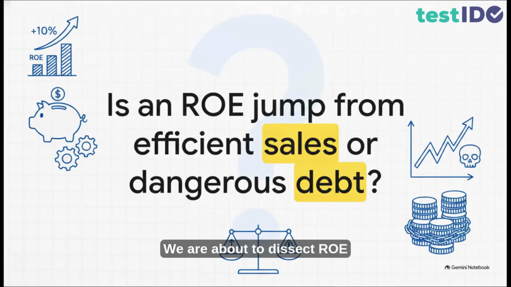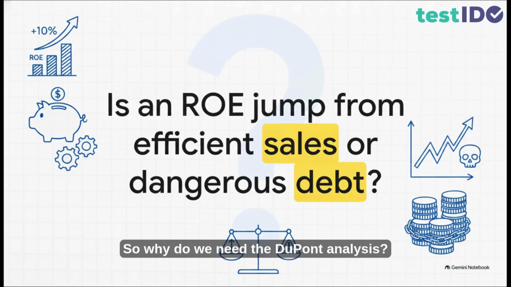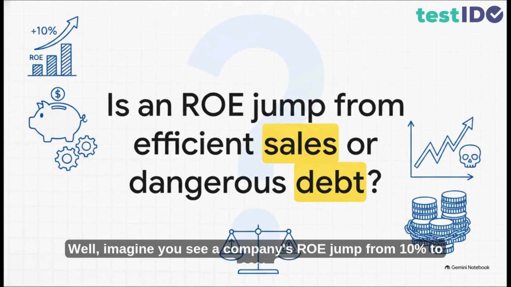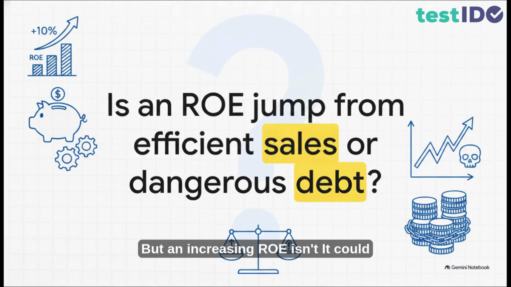We are about to dissect ROE the way an MRI finds the root cause of a patient's symptoms. So why do we need the DuPont analysis? Well, imagine you see a company's ROE jump from 10% to 20%. Is that good news? You might initially think so. But an increasing ROE isn't automatically a victory.